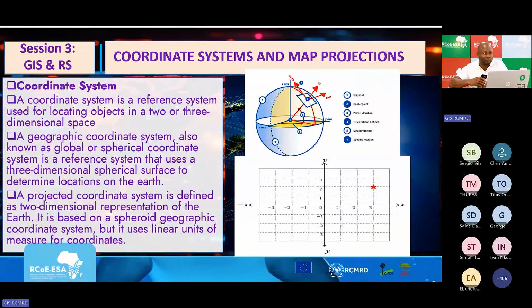Coordinate systems are just reference systems that help us to locate different features on the Earth's surface. And we have two major coordinate systems. We are talking about the geographic, also known as the global one, that enables us to do 3D measurements of locations of different features, different ecosystems on the Earth's surface. Now we have the projected coordinate systems where we are assuming that we are opening up the globe onto a flat surface. And now we plot that on a Cartesian plane from where we can measure different features.